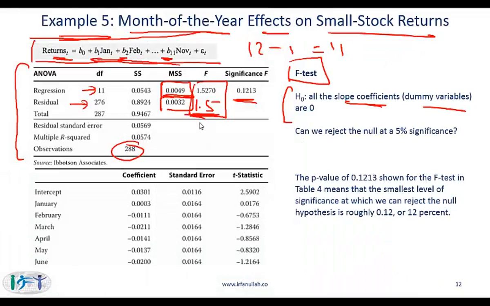Our F stat is only 1.5. It is less than the critical value. Since it is less than the critical value, can we reject the null? We cannot reject the null. So we cannot reject the null that all slope coefficients are 0, which means that we don't have any statistical basis for saying that the returns are particularly good or abnormal in any month.